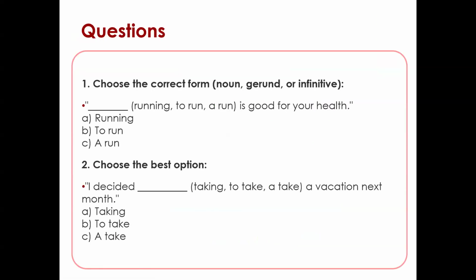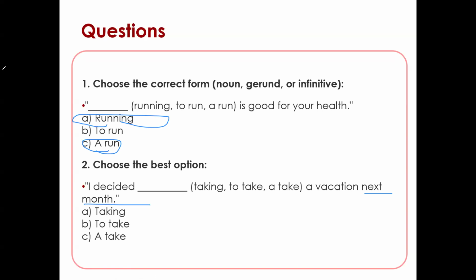Now, question time. Let's choose the correct form, whether to use a noun, a gerund, or an infinitive. You might be able to use more than one. All right, so for number one, running, to run, or a run is good for your health. In this case, we can use all three, although my personal preference would be running and a run. Sometimes when you use an infinitive phrase as the subject, you can sound a little bit pretentious, like to be or not to be. That is the question.